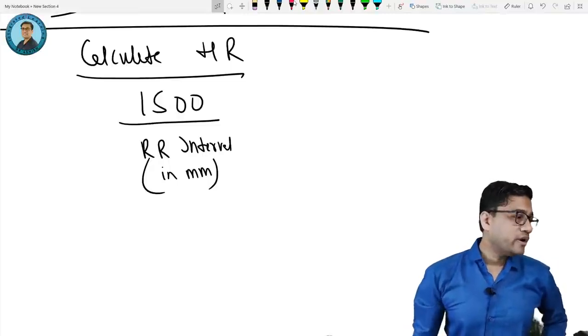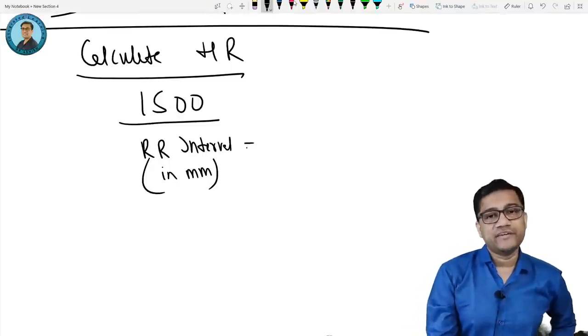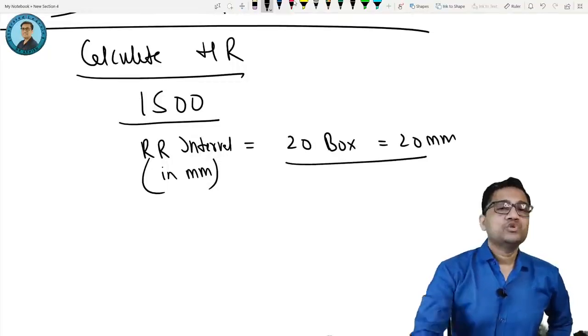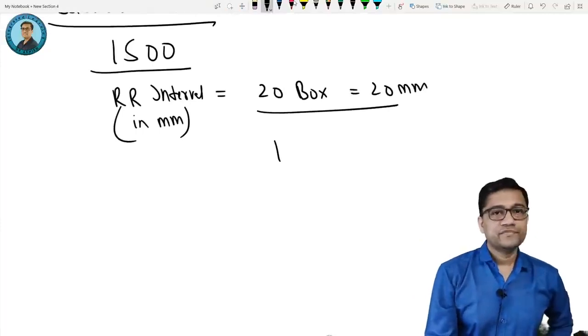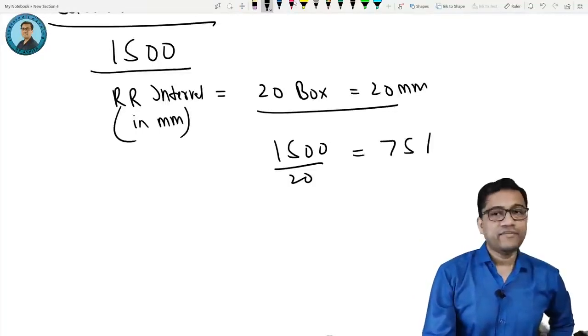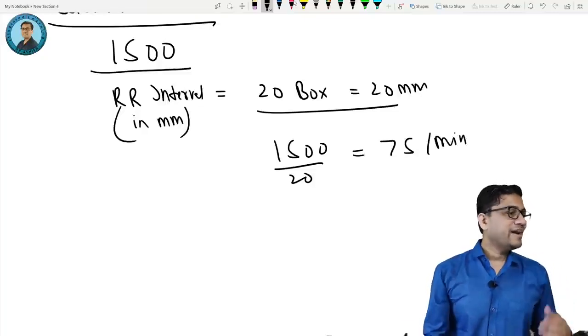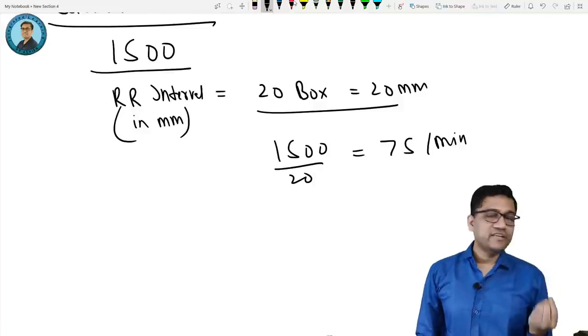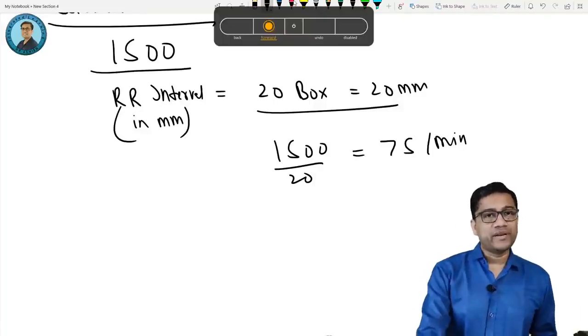So let's calculate some heart rates. Let's say there are 20 boxes, that is how many mm? 20 mm. So what is the heart rate? 1500 by 20, 75 per minute. Are you clear now? So 75 is the value. Let's see some graphs and you try to calculate the heart rate.